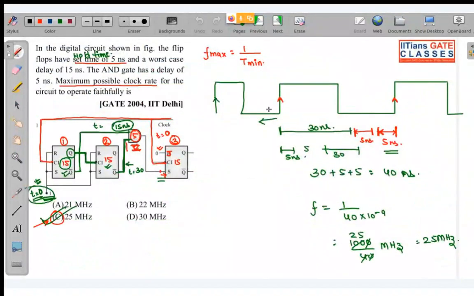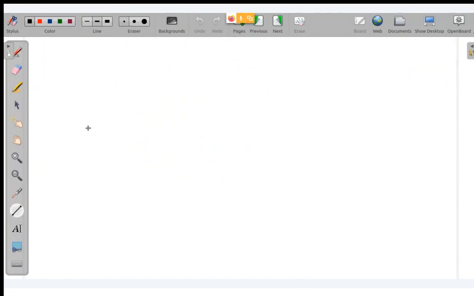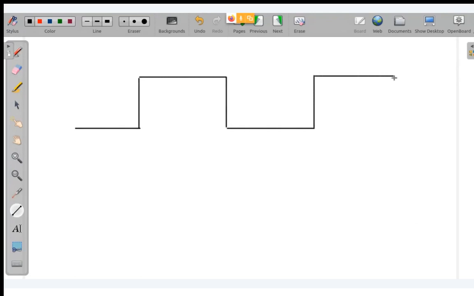Now let me ask you one question. In real life, can we create one exact square wave, something like this? First, let me ask you this. Never. You cannot construct it. Why?